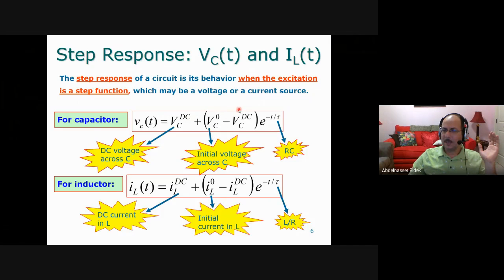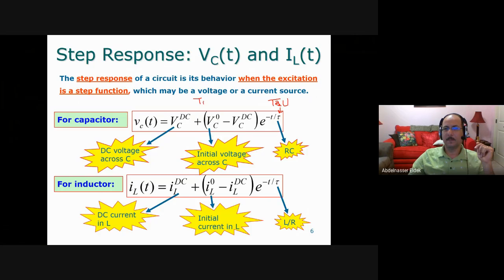Third one here is VCDC, the same one. And then between brackets here, you have e to the power of negative t, where t is the time in seconds, divided by what we call tau. Tau is called the time constant. Let me write it here. It's called tau, T-A-U. So this is what we call tau, or time constant.